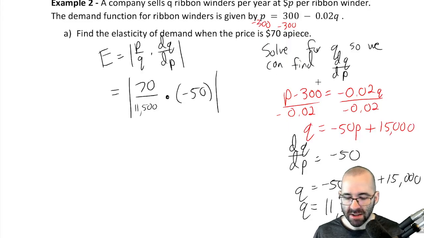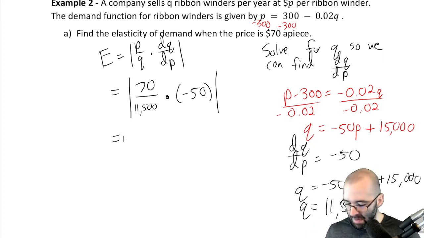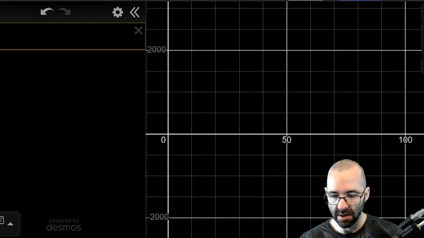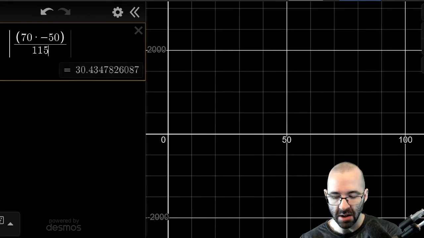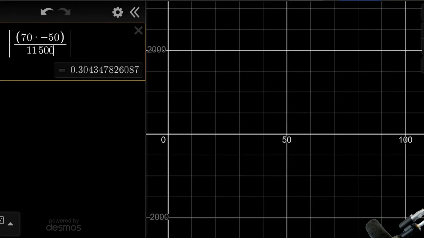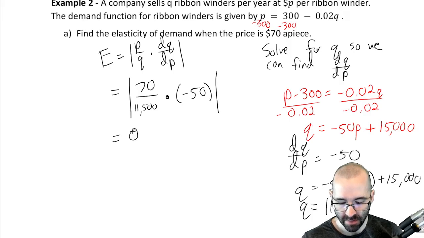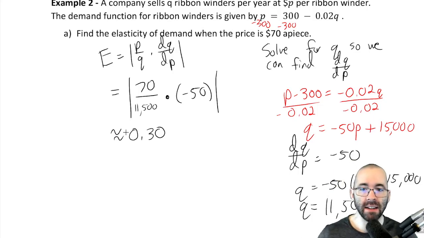All right, so our elasticity of demand, and again, I said this is always going to be negative. You can see it's negative here. Plug that all in. 70 times negative 50. Absolute value, 70 times negative 50, all over 11,500. That's about 0.30. Let's just round it to 0.30, approximately. All right. That's the elasticity of demand.